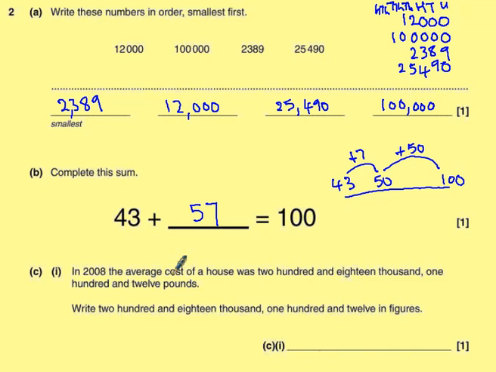Part C, part 1. In 2008, the average cost of a house was £218,112. Write 218,112 in figures. So 218,000, so I'm going to put a comma separator in, 112. Okay, 218,112. That's written in figures. When it says figures, it means write it in numbers.